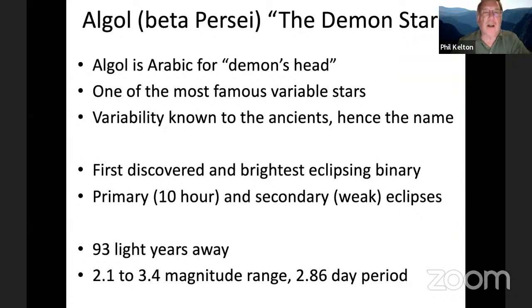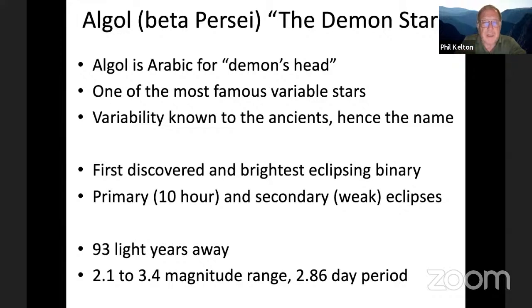Okay, my next star is Algol or Beta Persei, the demon star. And of course, the name derives from the Arabic for demon. It's fairly bright, second to third magnitude, and exhibits continual brightness variation because it's an eclipsing binary. That's why it was given the name the demon star. It's one of the most famous variables, and because it's fairly bright, it's been known to the ancients, literally for thousands of years. So it was the first discovered and the brightest of the eclipsing binaries.